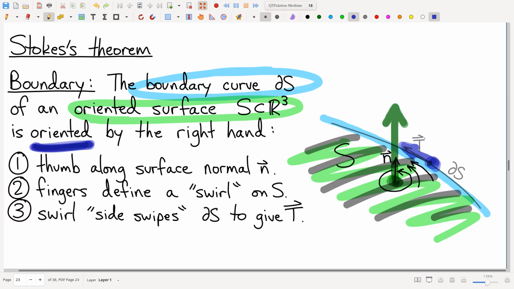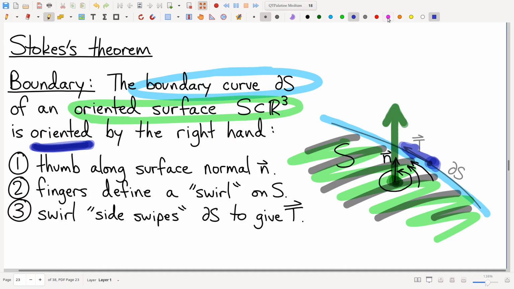If you're looking at a piece of the boundary curve, and you want to know which of the two possible tangent directions is the correct direction around that boundary, pick a point near, not on, but near the boundary. Look at the normal vector there. Point the thumb of your right hand in the direction of that surface orientation unit normal. Notice that with your thumb pointed in that direction, the fingers of your right hand will point around, thus creating what I like to call a swirl.